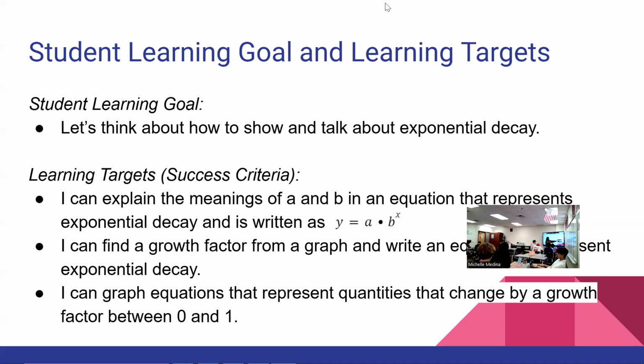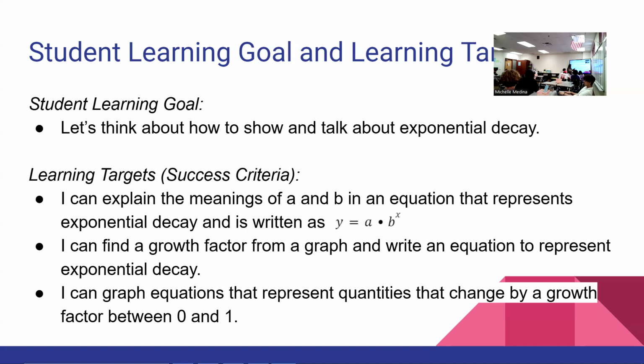So you needed to be able to explain the meaning of A and B in an equation that represents exponential decay. So what does A represent? Initial amount. I like saying amount because amount starts with A. Initial value, same thing. So whatever is going on in the situation, that's what we're starting with. Also happens to be your y-intercept when you graph it, but we use the letter A to say initial amount. What does B represent?